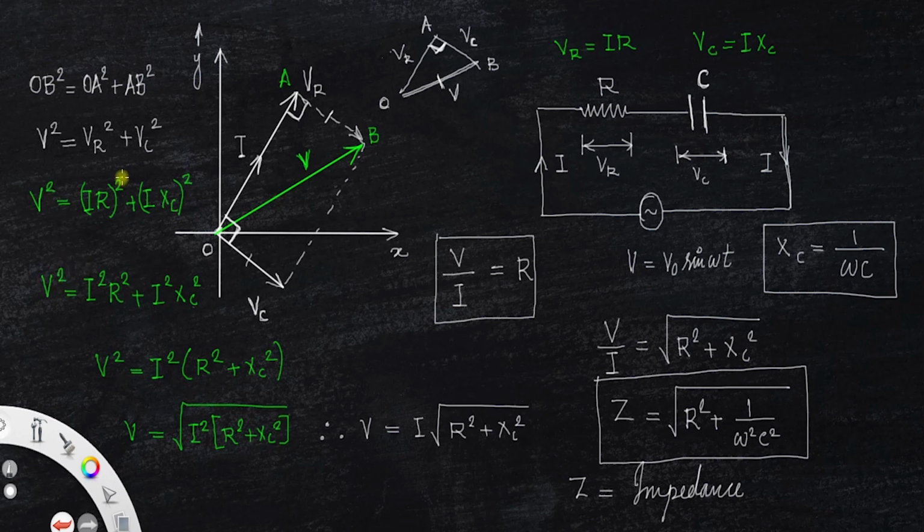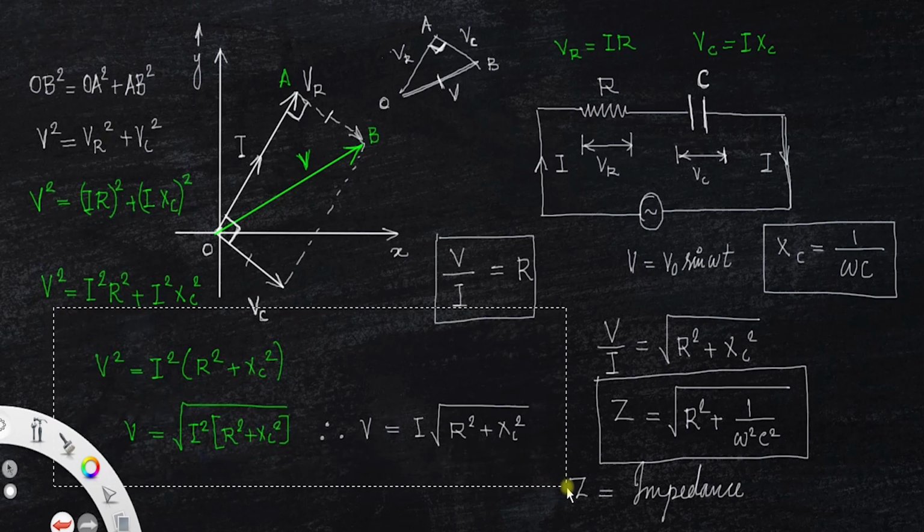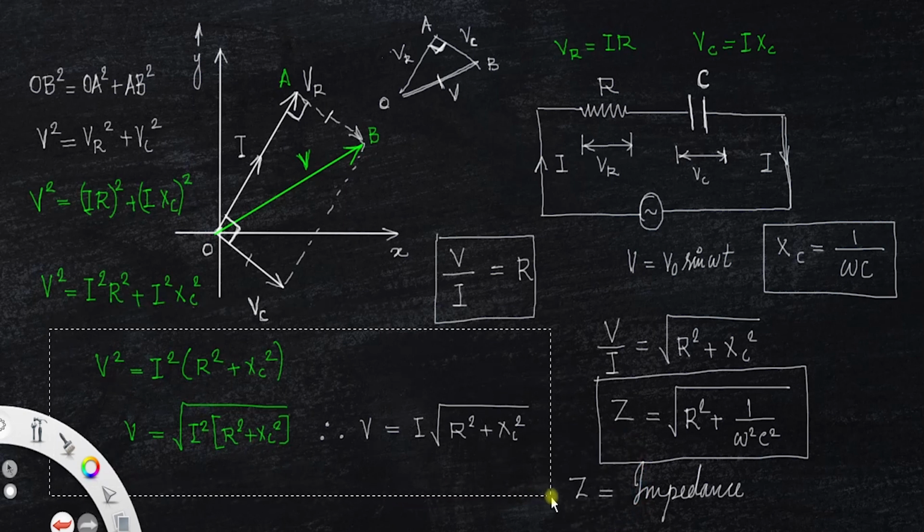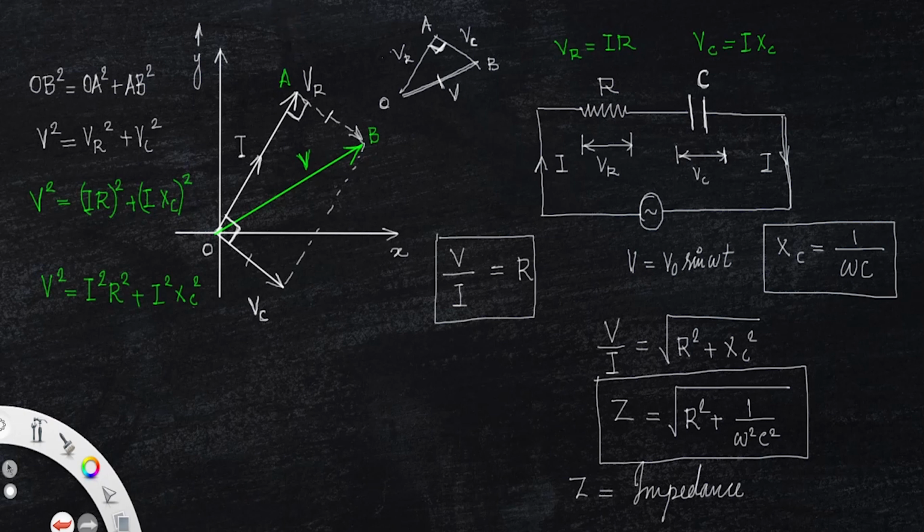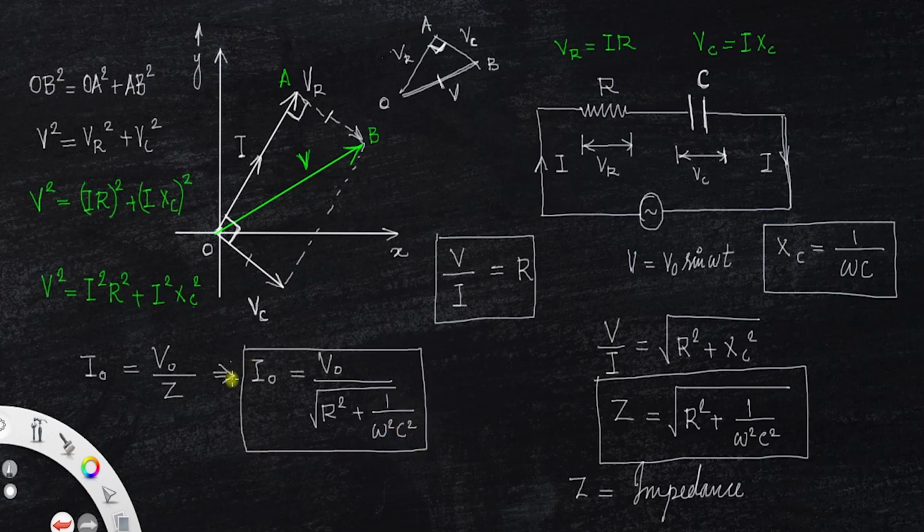Clear? Now we need to find the value of current. We also need the peak value of current, that is I0 equal to the peak voltage divided by the impedance. This implies I0 is equal to V0 divided by root of R squared plus 1 by omega squared C squared. This is the peak value of current.